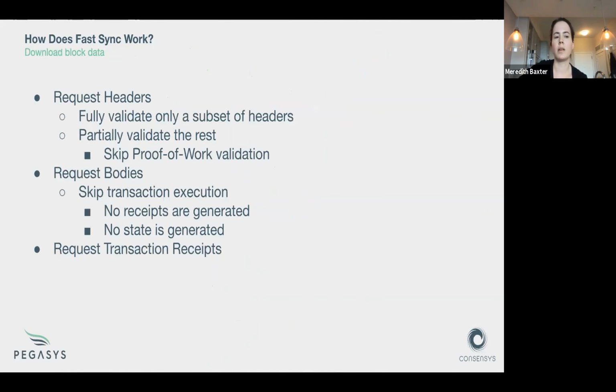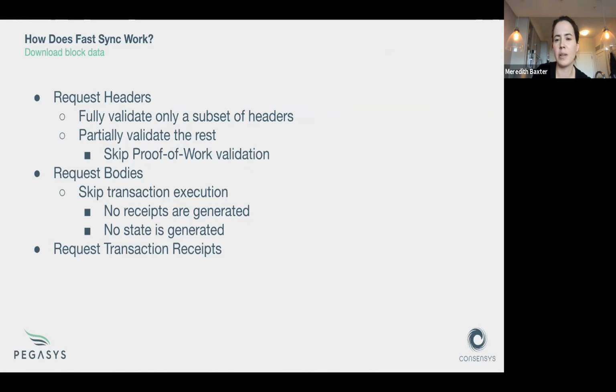The block data that we request is a little bit different, and the processing is a little bit different in fast sync. We'll request the headers, but we don't fully validate them. We only fully validate a subset of headers. For most of them, we're skipping proof of work. That's the computationally expensive slow part, so that's where some of the speed comes from. We'll request bodies, but we're no longer processing transactions.